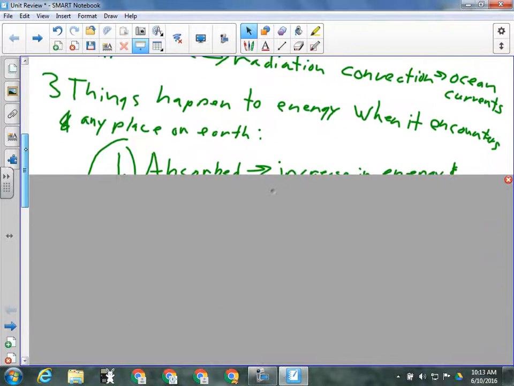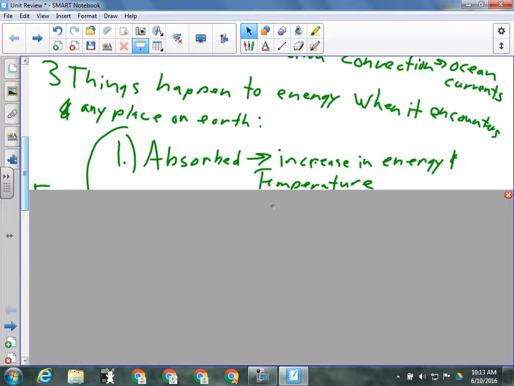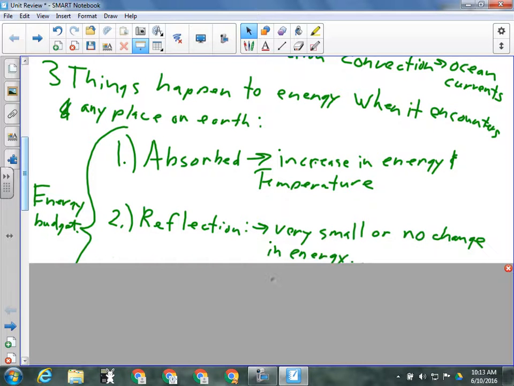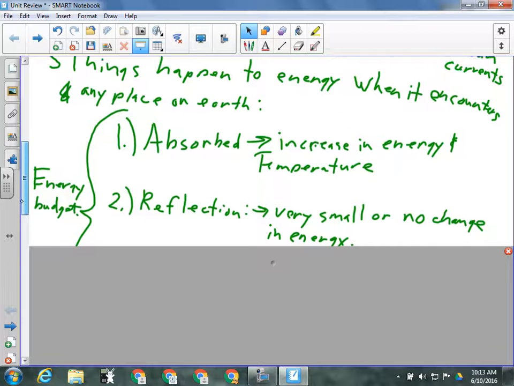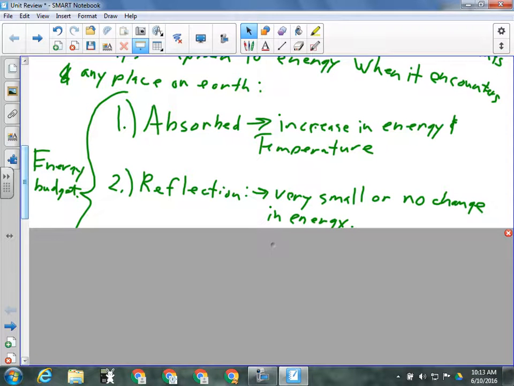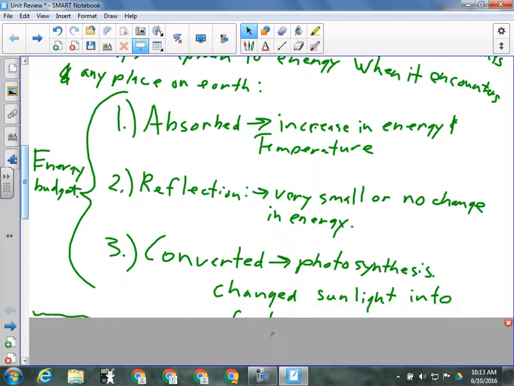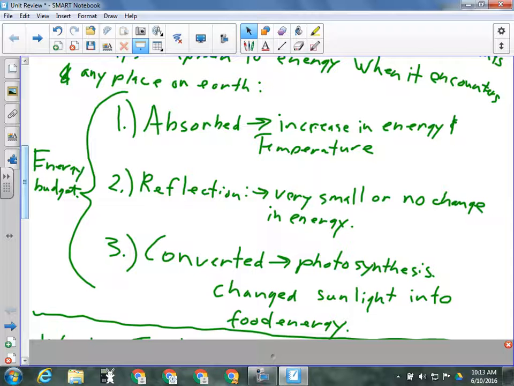So the 3 things that can happen, we said absorbed. If that happens, there's going to be an increase in energy and an increase in temperature. It could be reflected, so there'd be very small or no change in energy. And then the last thing was that it could be converted by photosynthesis, changing sunlight into fuel, food energy.